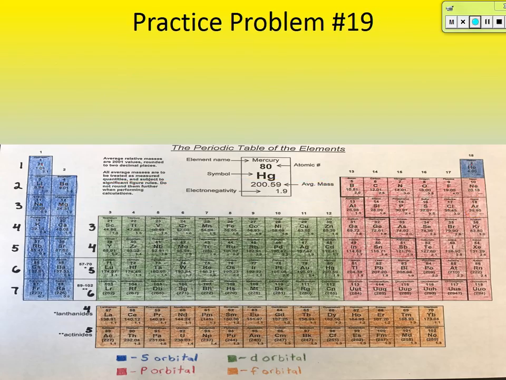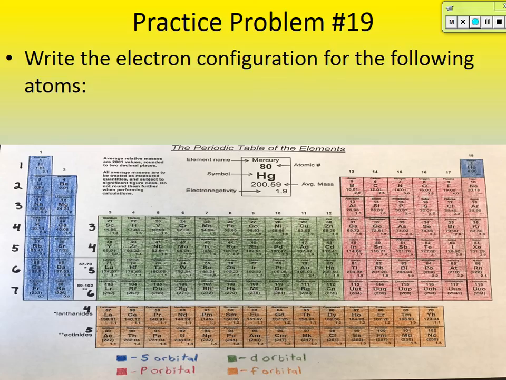Okay, practice problem number 19. Part A is for calcium. Calcium on the periodic table is right here. See if you can do this one on your own. Hit pause, write it, and then once you have an answer, hit play and see if you got it right.